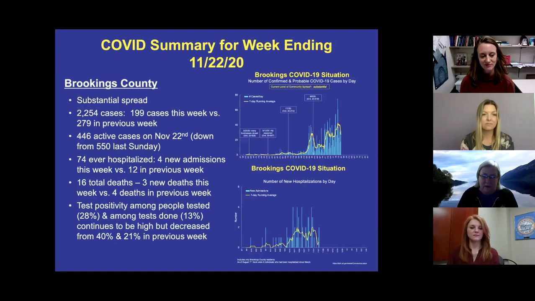The test positivity among people tested is 28%, and among the tests done is 13%. So different denominators in how we calculate that. This is still high. The World Health Organization recommends having that below 5%, but it has decreased from what we saw in the previous week.